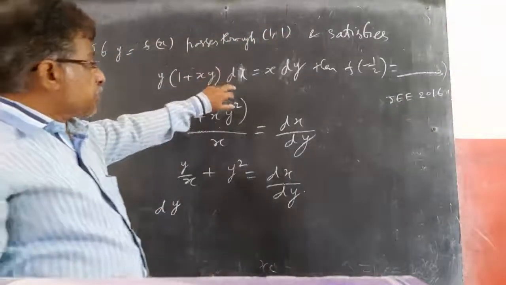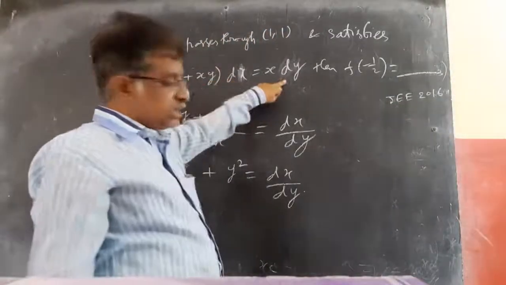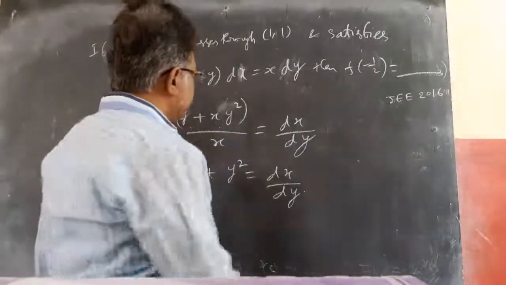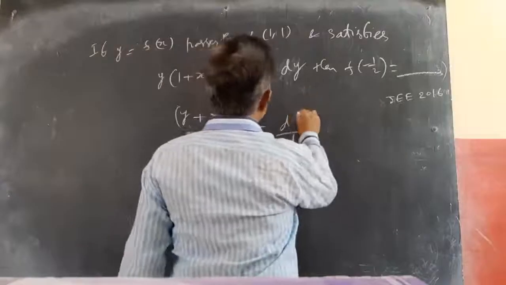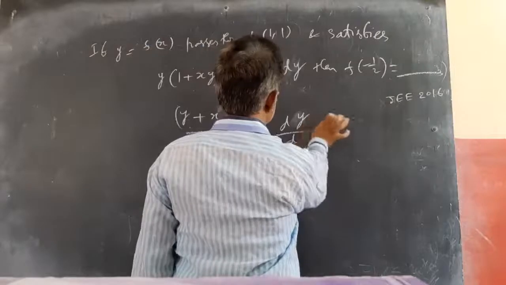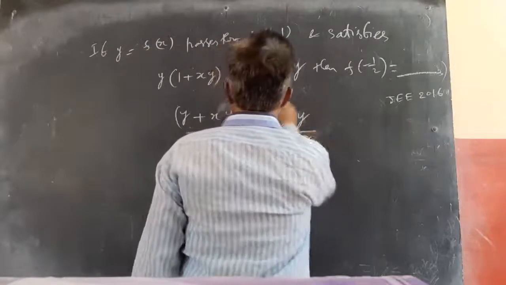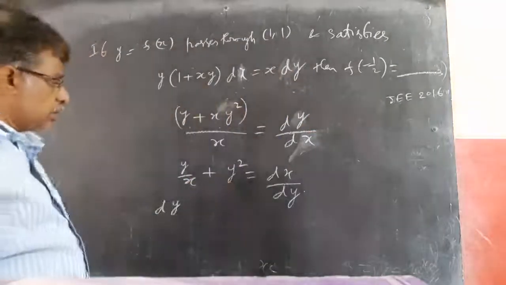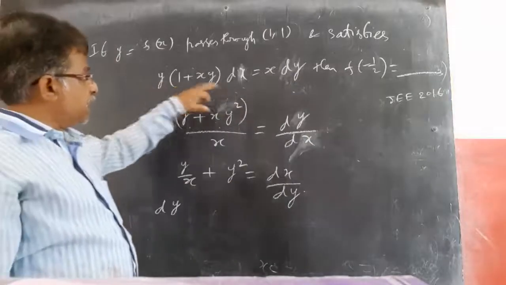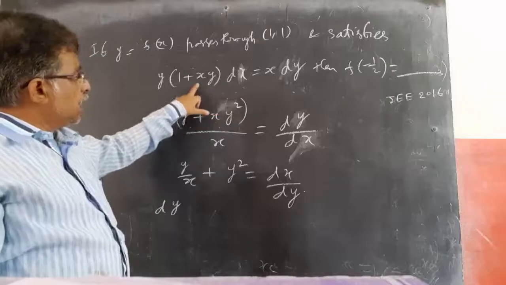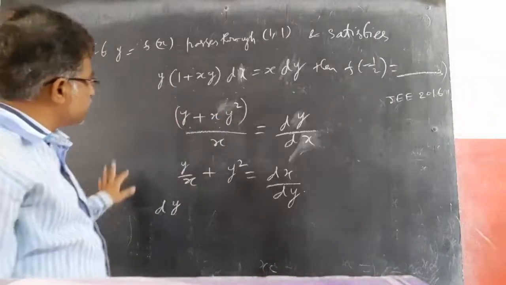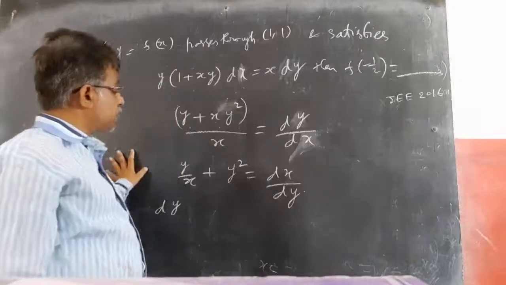I copied some small mistake. This is dx, this is dy. Make the correction. This is dx, this is dy. Means it becomes dy by dx. dy by dx equal to this. dy by dx equal to y by x plus x y square by x. And cross check, is there any more mistake? I think this is only the mistake I copied.